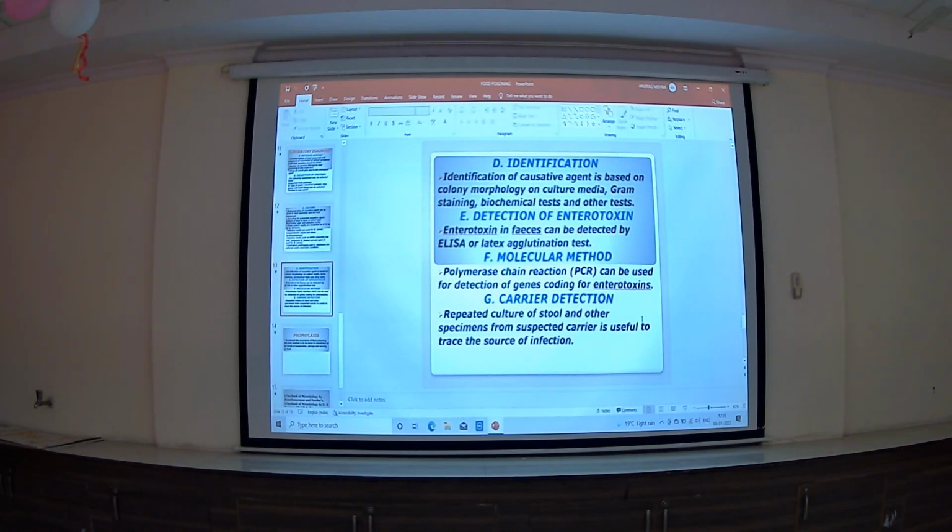Next, identification of carriers. Identification of carriers is very important, and this is done by repeated culture of stool, and other specimens.